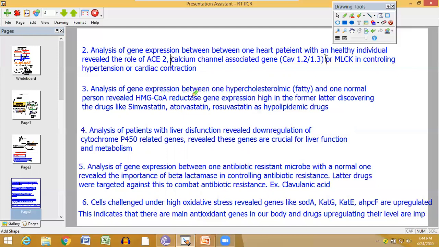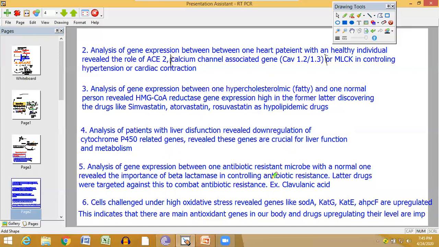So what we'll see is the gene expression is higher in the person who is suffering from hypercholesterolemia. So drugs like simvastatin, atorvastatin, rosuvastatin are coming in the market when they see this kind of enzyme is there, and these drugs are actually enzyme inhibitors. Like this, cytochrome P450 related genes are found in liver dysfunction patients to not be well expressed. That means they are down, so liver metabolism is down.